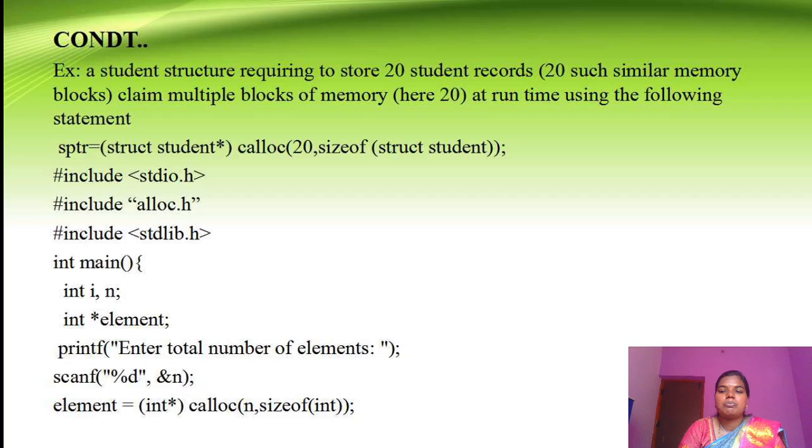So let us see one example program of how the calloc function works. For that, first I'll use the header files #include <stdio.h>, #include <conio.h>, #include <stdlib.h>, and I'll start with the main, int main. I declare two normal variables i, n and one pointer *element, and printf "Enter total number of elements". For that, scanf("%d", &n), and now I'll use the calloc function: element = (int *) calloc(n, sizeof(int)).